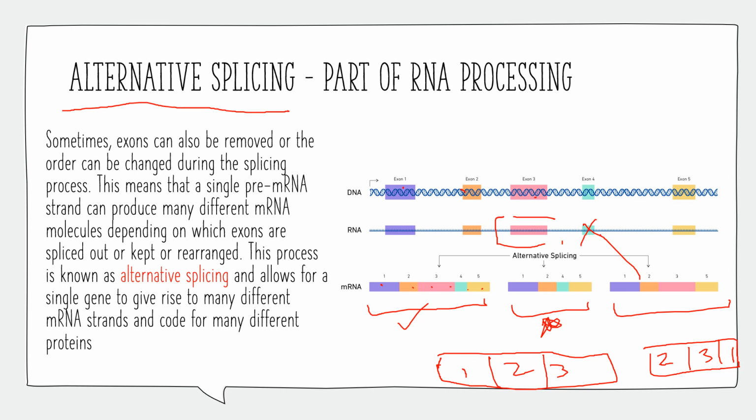So what this allows for is a single gene to give rise to many mRNA strands. So why would this be useful? If we have one genetic strand, and it can code for many different mRNAs and many different protein products, that's really efficient, okay? That's really energy efficient. It means we're using less room within our nucleus. So one strand of DNA can code for many different proteins with this alternative splicing event, which I think is pretty cool.